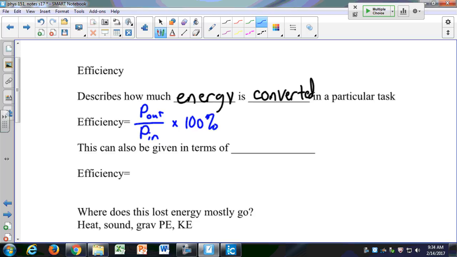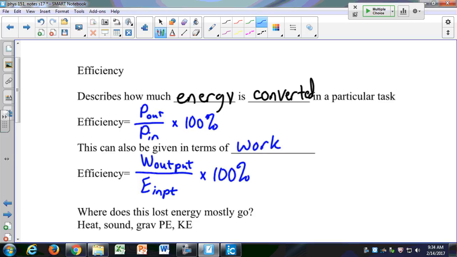This can also be given in terms of work. Actually, I'm getting these switched up. Where energy is work, efficiency is the energy output over the energy input times 100%.